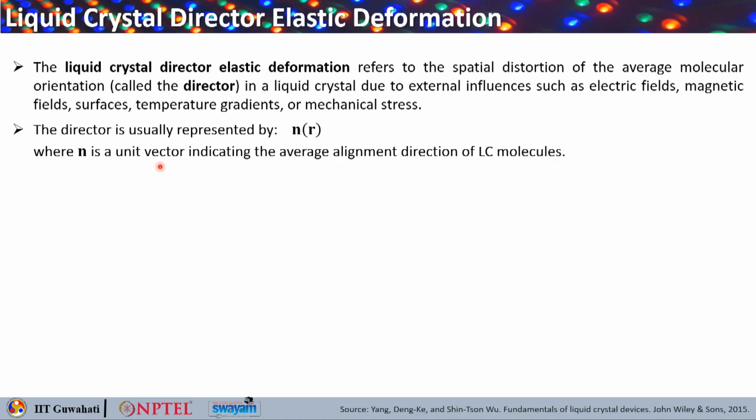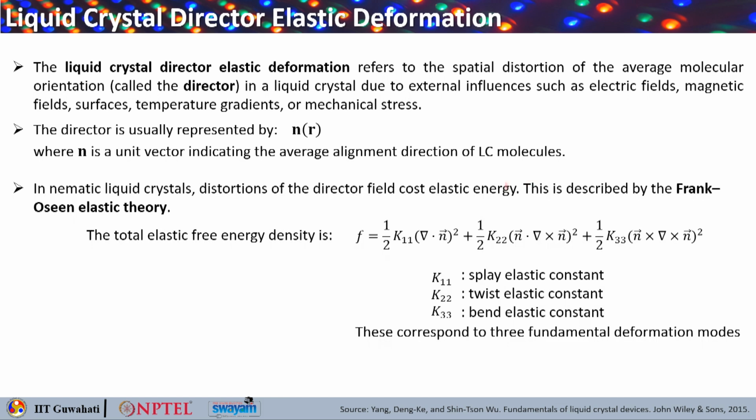This director is usually represented as n(r), where n is the unit vector that indicates the average alignment direction of the liquid crystal molecules. We have seen this before, but I am giving you a quick recap because it will be useful in this lecture. When you consider nematic liquid crystals, the distortion of the director costs some elastic energy, and this is described by the Frank-Oseen elastic theory.